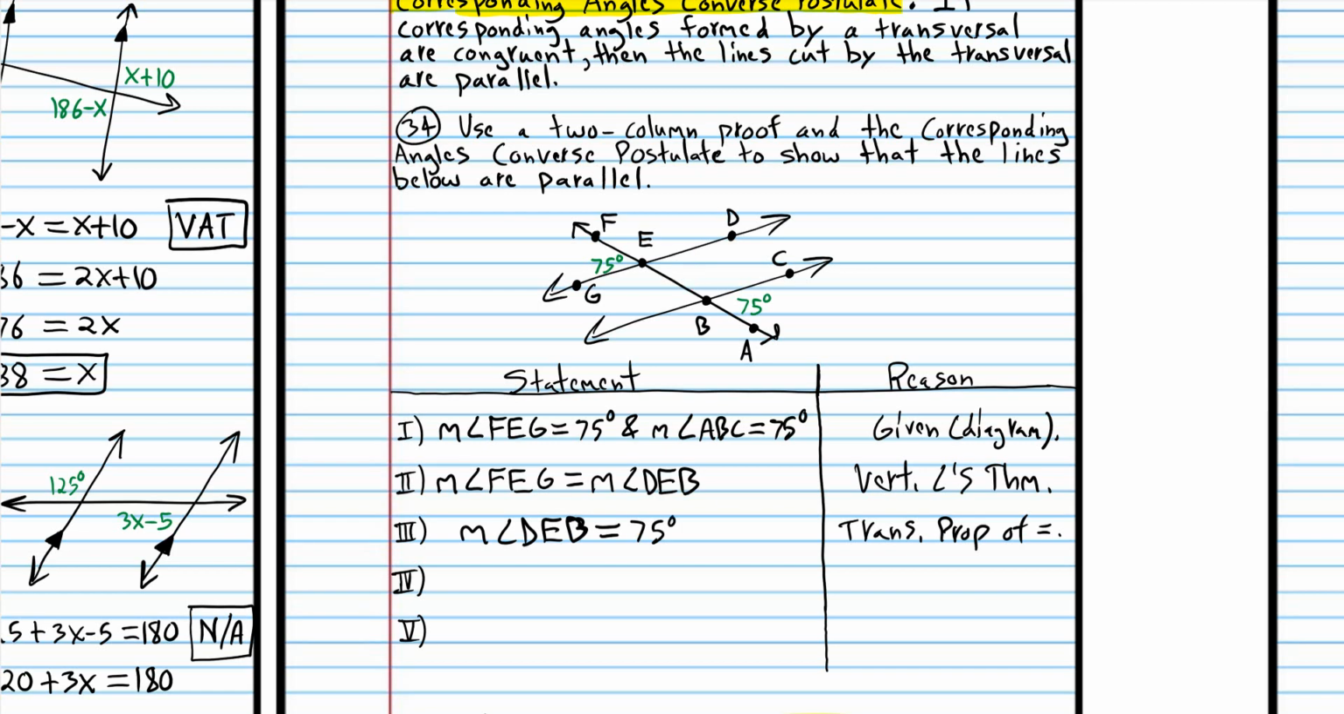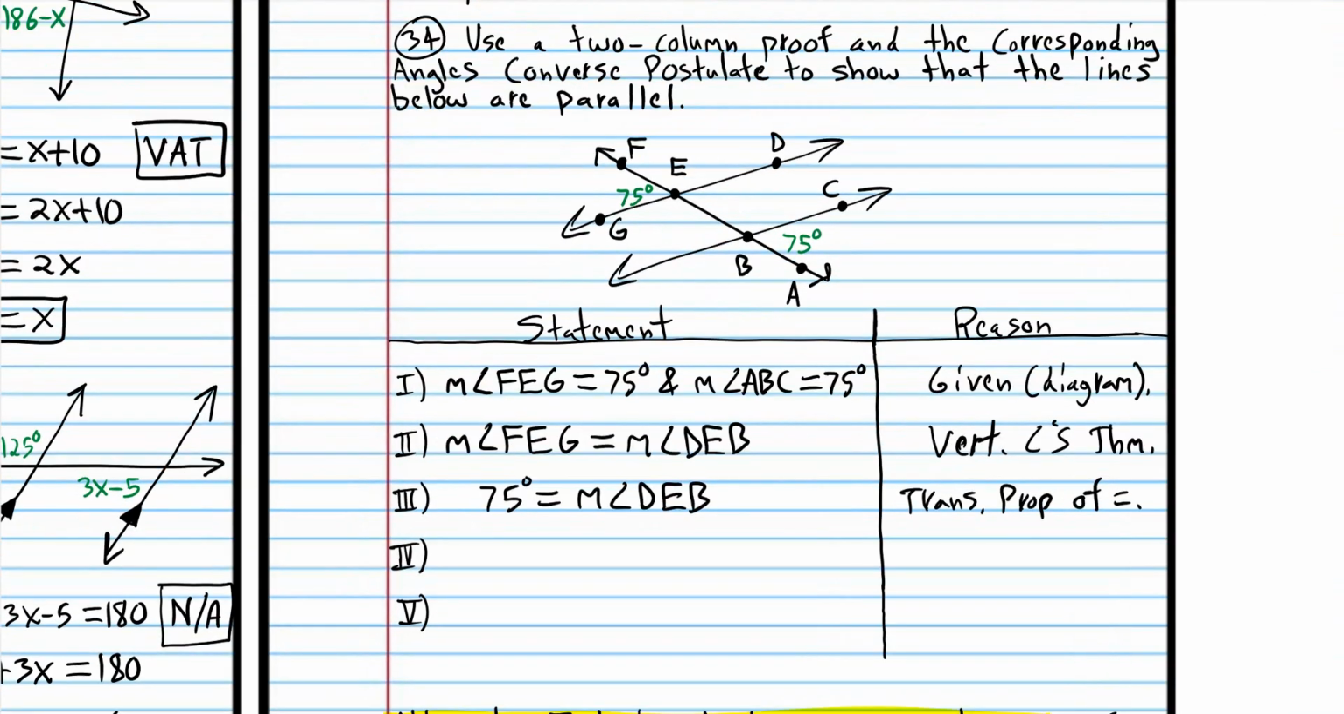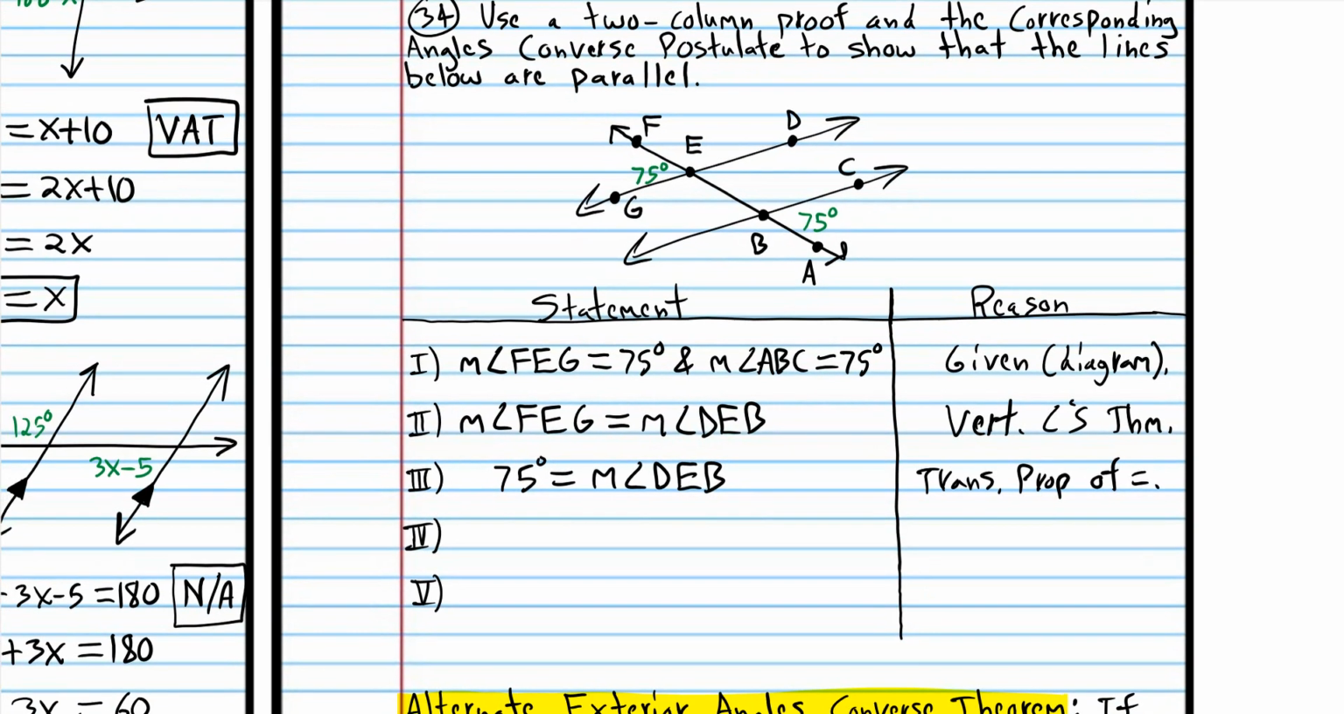But we also know that angle ABC is 75 degrees. So we can use the transitive property again. And by the way, we probably could have skipped this step, really, and just gone straight down to here using the transitive property of equality. Again, you can skip some of these steps when you get into these upper math courses.